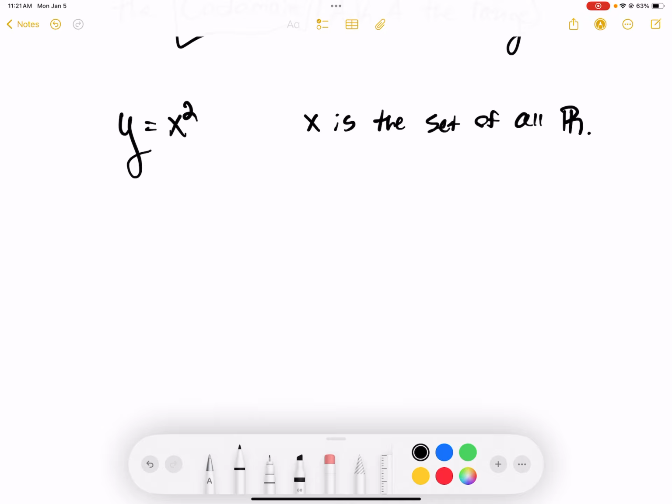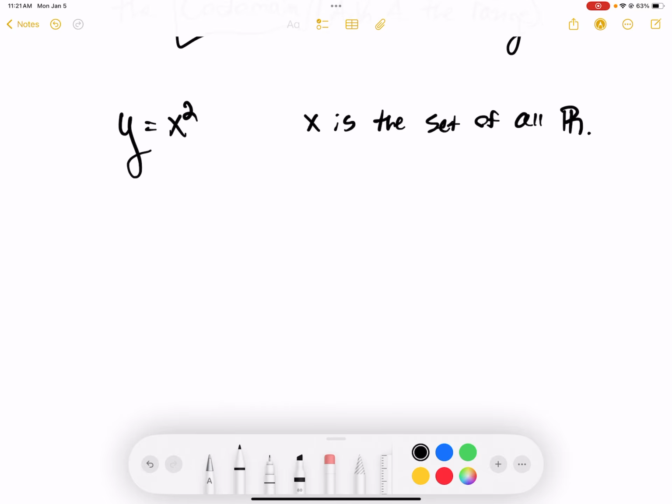This double-struck R means the real number system. So x is any number within the real number system. That's my domain, so those are the inputs that I can put in. I can put in 1, I can put in pi, I can put in 12. I can't put in i, because i is not in the real number system. i is a part of the complex number system. But any real number I can put in.